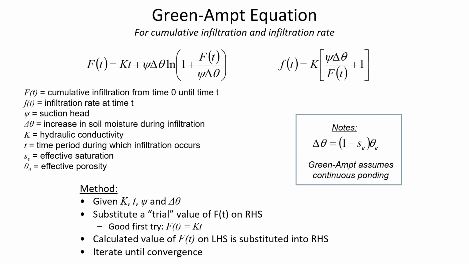But I've noticed in some past example problems with the Green-Ampt equation that Excel will give up too early when it's using goal-seek. And so with Solver, you can specify how much precision you want for it to consider the solution converged. I'll show you in a minute how you can turn Solver on in your computer.